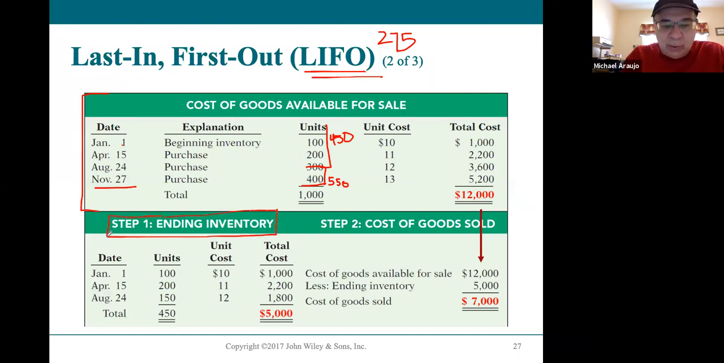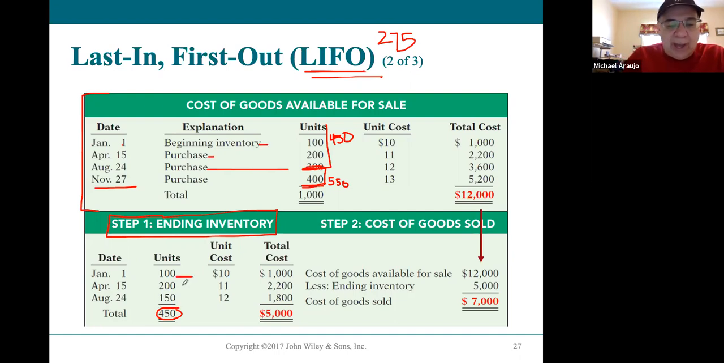And so again, the first step is, what do you still have in the store? This is how your book approaches it. How much of this stuff do you still have in the store? Well, I have 450 units. Okay, which 450 units do you have? Well, you sold the last ones that came in, and you sold half of these, so you have half of the August purchase left. You have all of the April stuff and all the beginning inventory still in the store.